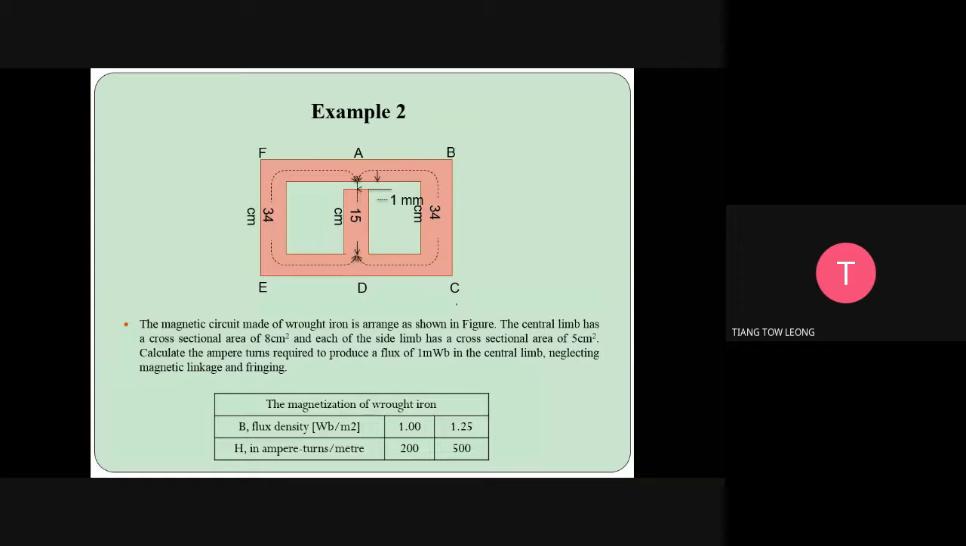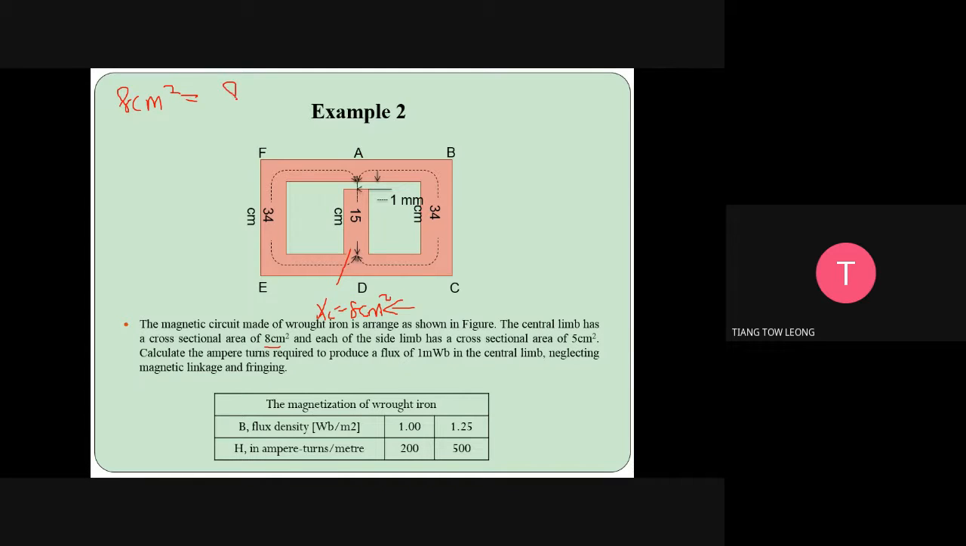So next, the magnetic circuit made of iron is arranged as shown in the figure. The center limb has a cross-sectional area of this one. So center, this one, A center, it has 8 cm squared. I want to ask you, do you have difficulty to change the unit or not? Can I know anybody have the problem how to get 8 centimeter square into 8 meter square? I mean in meter square.